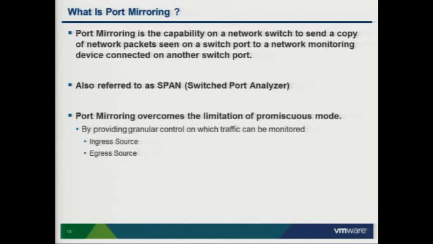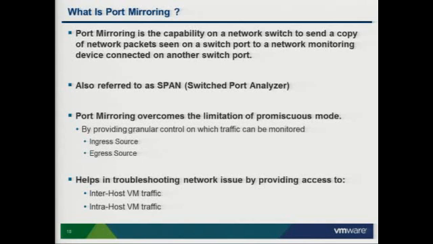Port mirroring overcomes the limitation of promiscuous mode. Traditionally, when this feature was not available, VI administrators were trying to define one VM in promiscuous mode and look at all the traffic flowing on that virtual switch, which is very difficult in terms of debugging, because you have to filter out all the traffic and decide which traffic you really need to monitor. Now you have granular control over which traffic you want to monitor. For a particular VM or set of VMs, you can create a port mirror session and monitor the ingress traffic as well as the egress traffic of a source. So it helps in troubleshooting, as I said.